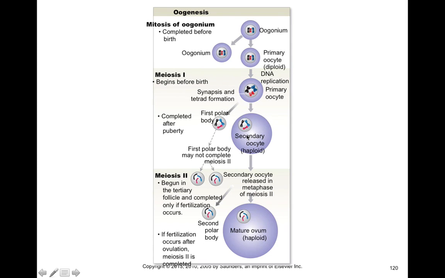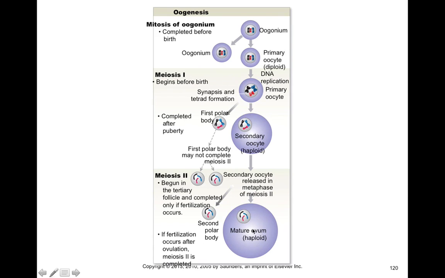Now, the secondary oocyte is going to divide into a mature ovum, but this only occurs once fertilization occurs. So once fertilization occurs, meiosis 2 gets completed. But like our first round of meiosis, we still get polar bodies that are generated. So you end up with one really large ovum, which we see here. And the reason it's so large is that it was a result of unequal cell division, so you get a lot of cytoplasm and a lot of organelles in one cell.